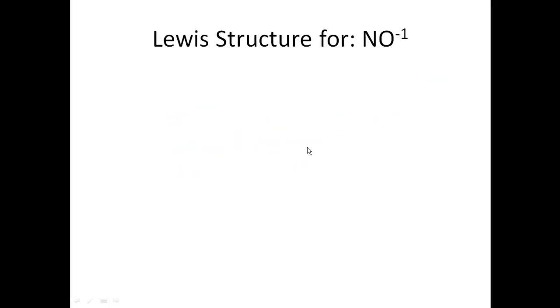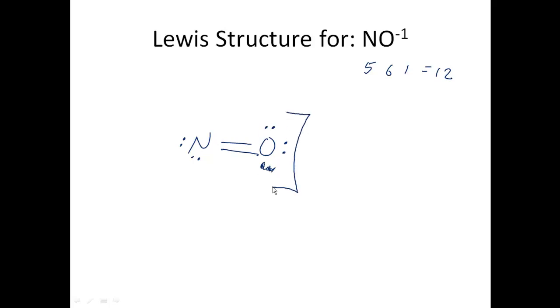How about NO with a -1 charge? Well, nitrogen has 5. Oxygen has 6. We have one additional one. That gives us 12. We have nitrogen bonded to oxygen. Nitrogen's going to be our quote-unquote central atom. So we now have 8. We still have to have 12. 8, 10, 12. And nitrogen appears to be short. So we'll take one from oxygen, and we have that. So now oxygen has 8. Nitrogen has 8. This thing has a -1 charge. Everybody's happy. We're good to go.